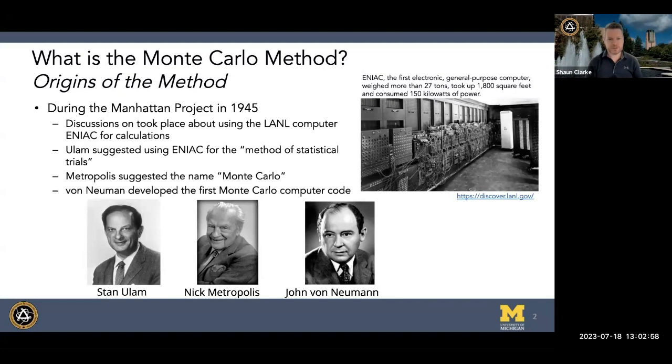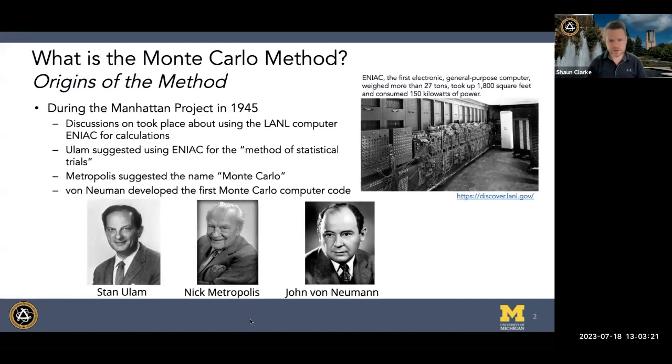Nick Metropolis in the middle was the one who first suggested the name Monte Carlo as the name for this method, and we'll get into why that is. And then John von Neumann, who is at the far right, was the one who developed the first computer code to perform these calculations. So that's a bit of the history of how it came about.